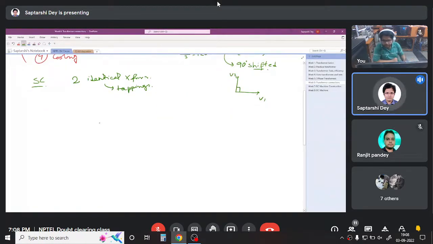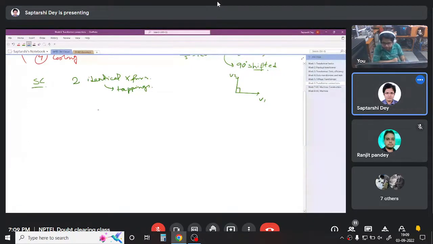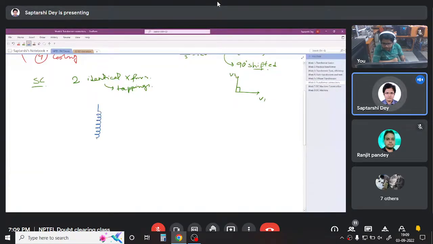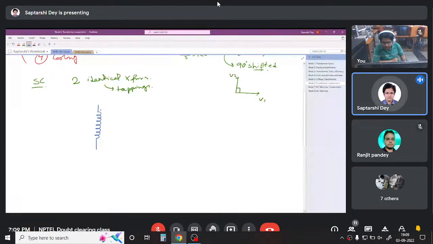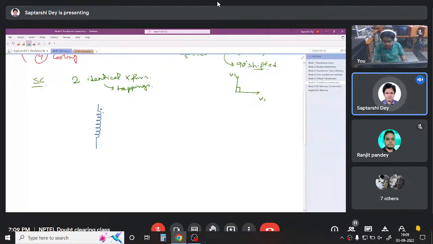So, I will draw the Scott connection transformer, how they look. This is the first transformer that I am drawing now. This is one winding of the first transformer, okay? Can anyone tell me what these vertical lines signify, when you draw transformers?